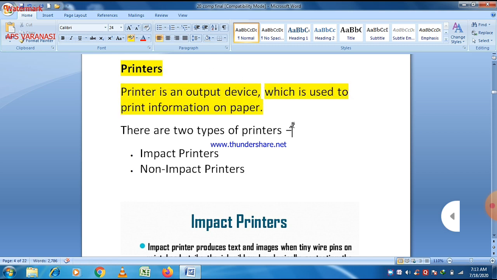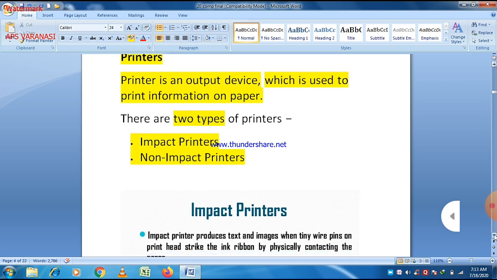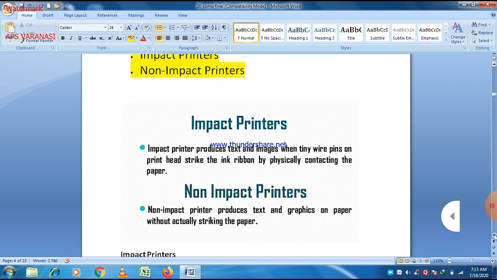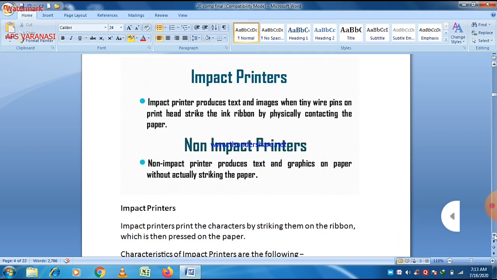So there are two types of printers. First one is impact printer and second one is non-impact printer. So the basic categories are impact and non-impact. And as the name suggests, an impact printer impacts on paper, and a non-impact printer doesn't impact on paper to print a character. So that is the basic definition of impact printer and non-impact printer.